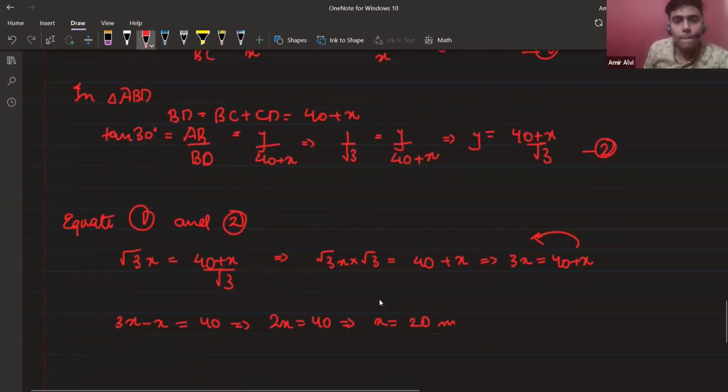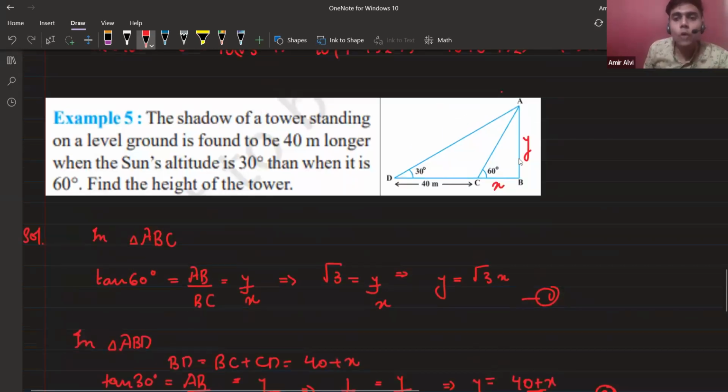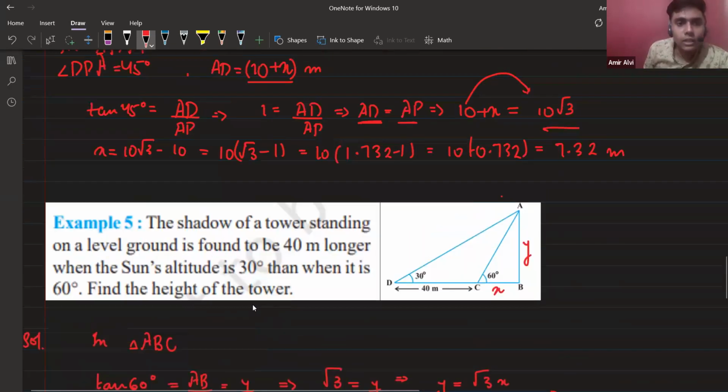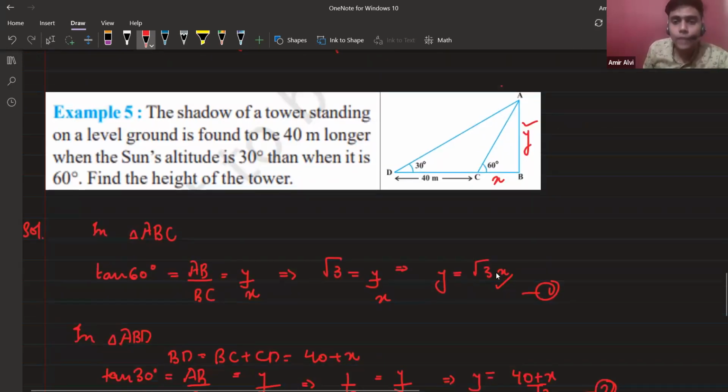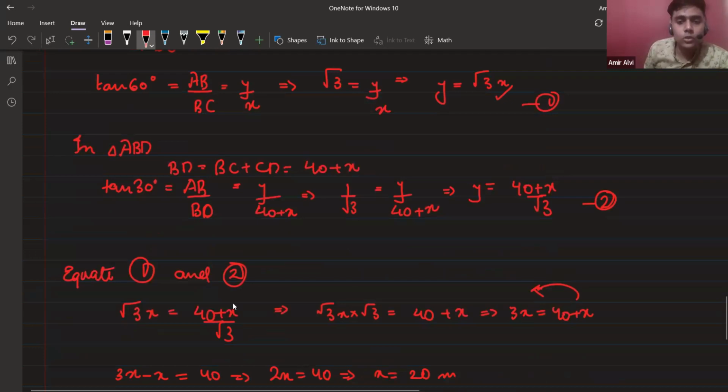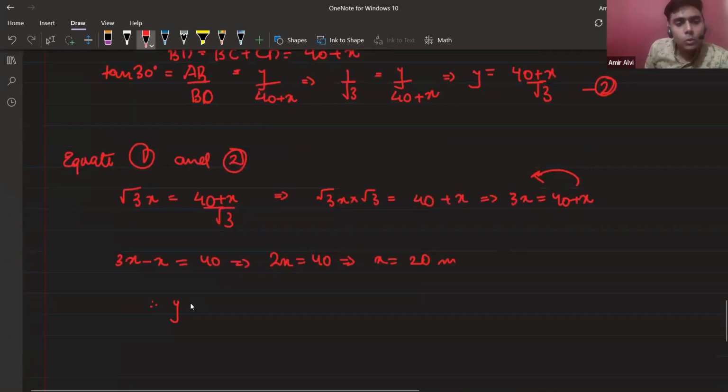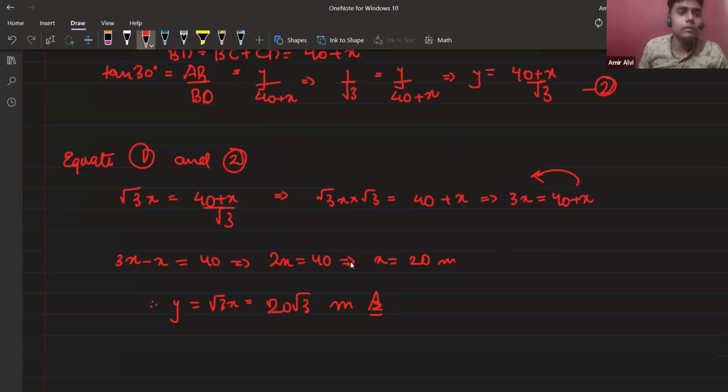Clear? So what we need now, we have the value, find the height of the tower. So it's asking about the y. So I can put this thing here, yes or no? Because y is root 3x, which is 20 root 3 meter. Clear? This is your answer. Is that clear, everybody?